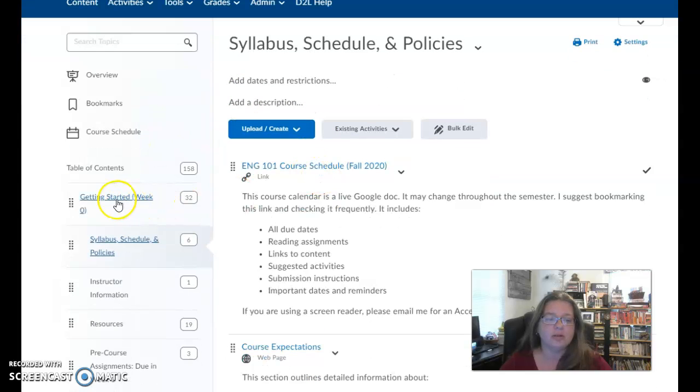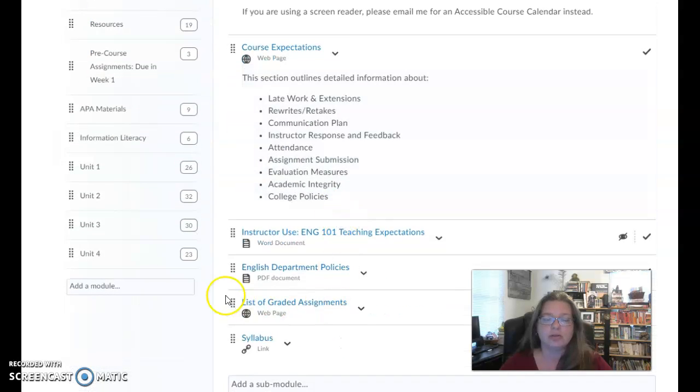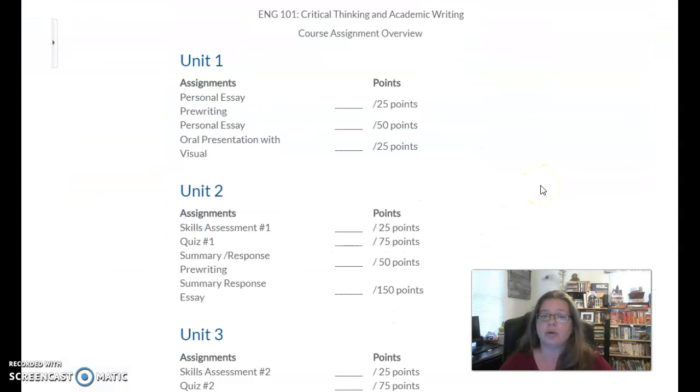In order to find it, you can go to the Getting Started module, and then Syllabus, Schedule, and Policies, and then scroll down to List of Graded Assignments. So these are all of the graded assignments that we're going to cover during the semester.